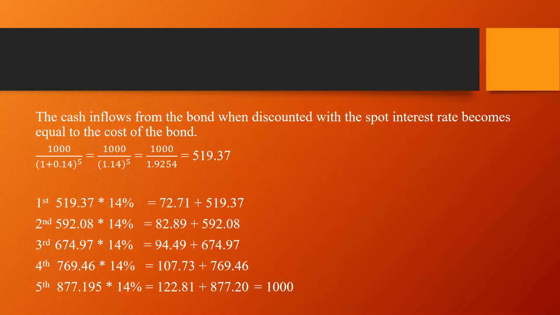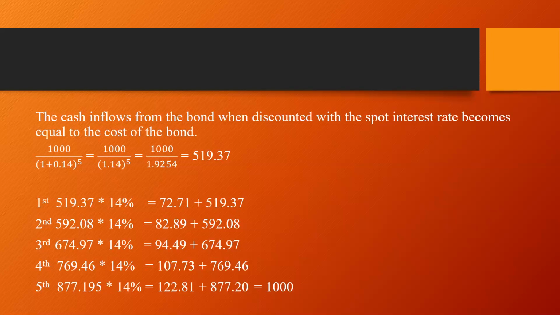So you invested 519, you are receiving 1000 at the end of the fifth year. During those 5 years, interest is being accrued at 14%. That interest is being reinvested in the bond, and interest on interest is calculated. So the compounding process takes place. So the cash inflows from the bond, when discounted with the spot interest rate, become equal to the cost of the bond. That is what I intended to explain through that detailed explanation.